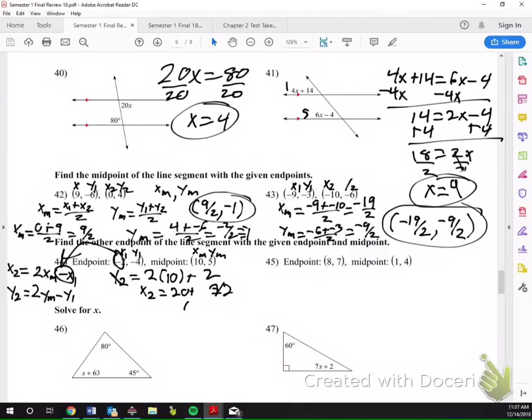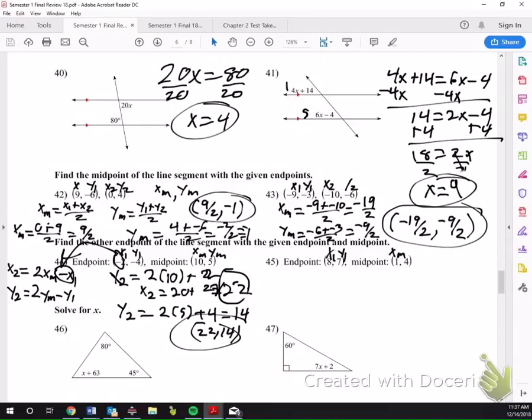Which means that our x2 is 22. Our y2 is 2 times 5 plus 4, so they catch my error. Good. Equals 14. 2 times 5 is 10. 10 plus 4 is 14. So if one endpoint is negative 2, negative 4, and the halfway point along the line is 10, 5, the other endpoint is going to be 22, 14.